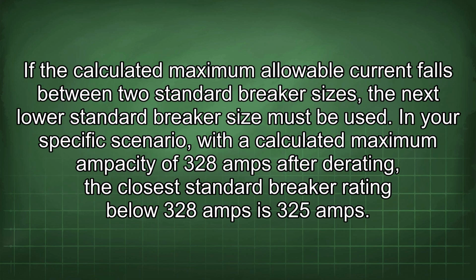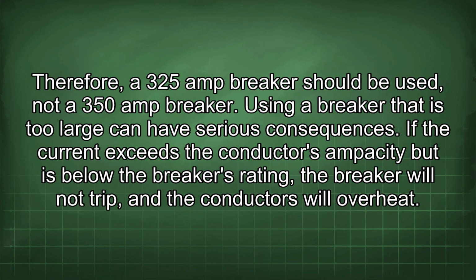If the calculated maximum allowable current falls between two standard breaker sizes, the next lower standard breaker size must be used. In your specific scenario, with a calculated maximum ampacity of 328 amps after derating, the closest standard breaker rating below 328 amps is 325 amps. Therefore, a 325 amp breaker should be used, not a 350 amp breaker.